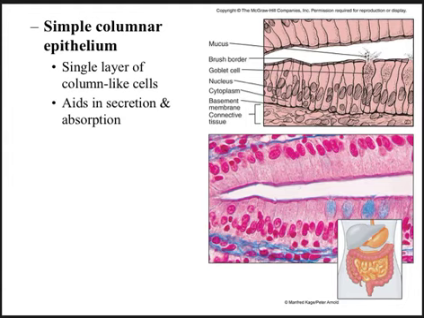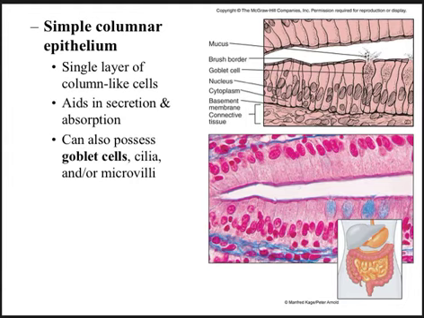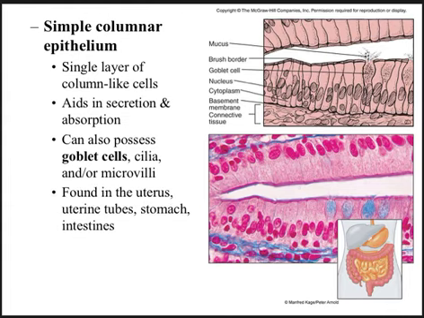Okay, simple columnar epithelium is a single layer of column-like cells. It aids in secretion and absorption. It can also possess goblet cells, cilia, and microvilli, and it's found in the uterus, the uterine tubes, and in the stomach and the intestine. So again, you can see the diagram up top. There's the row of simple columnar epithelial tissue. There's a row here. There's a lumen, and then there's a row down here.